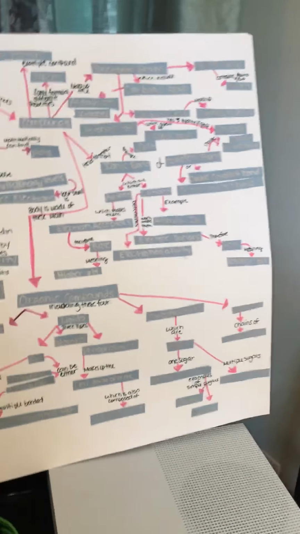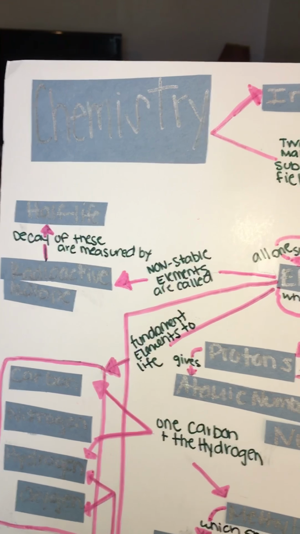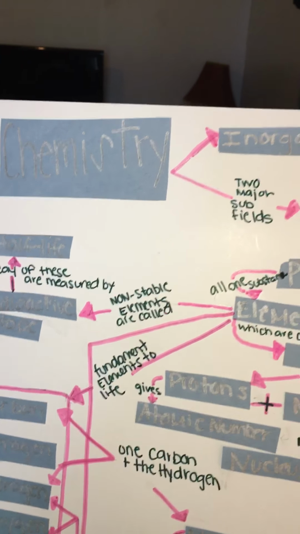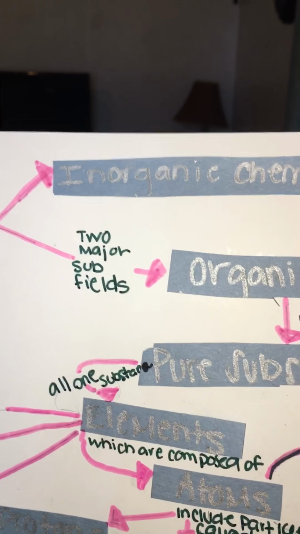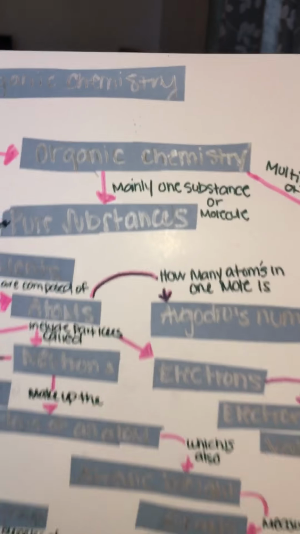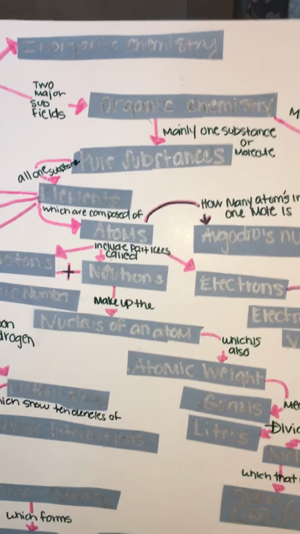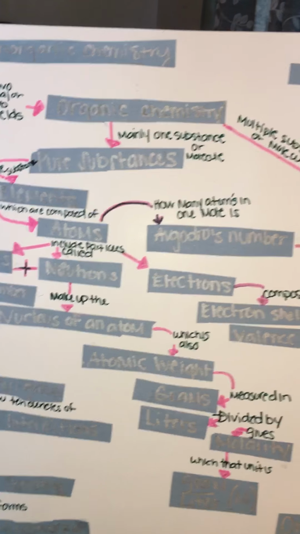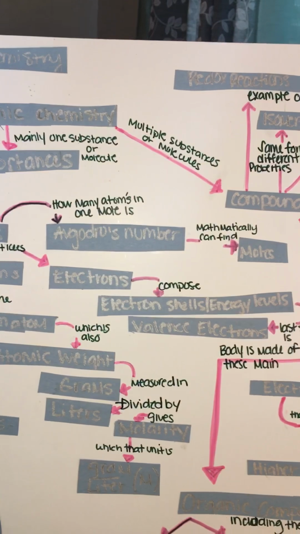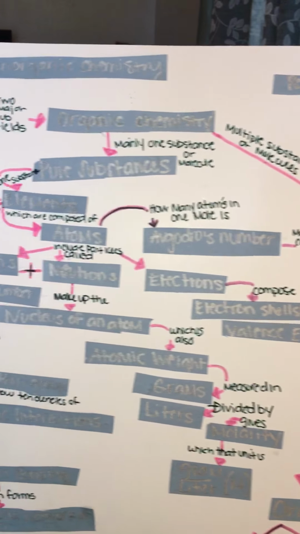All right, so here's my map as a whole, as you can see, but I'm going to zoom in and walk you through each part. So first here we have chemistry, which is the main field that we're going to be talking about. It's then broken up into two fields, which include inorganic chemistry and organic chemistry. Then you have organic chemistry, which can be pure substances or compounds, which are multiple substances.